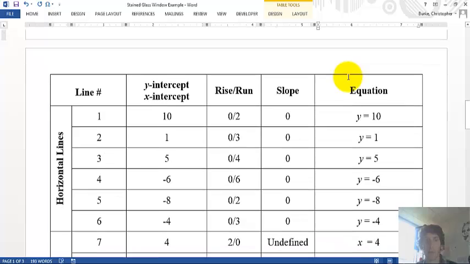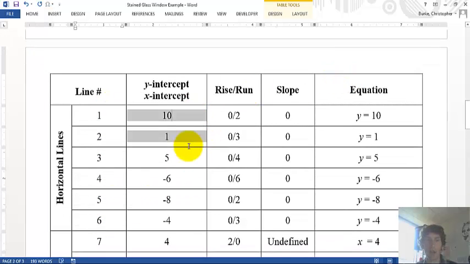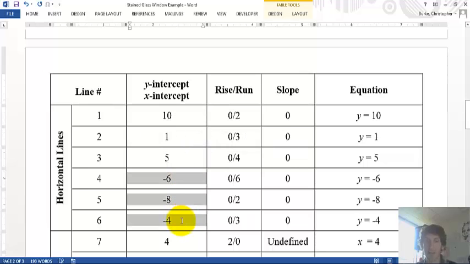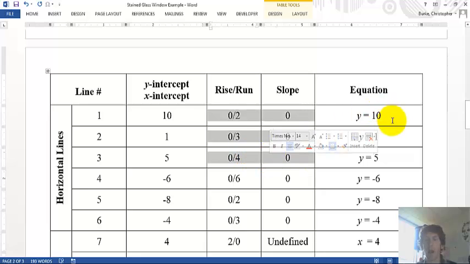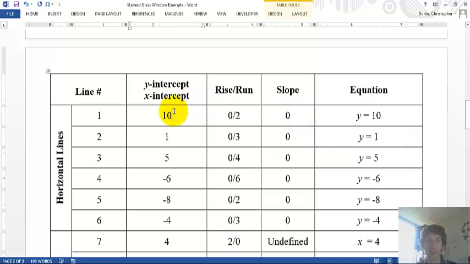So for my example, I have 6 horizontal lines. Notice I need at least some positive, some negative intercepts. I need a rise and run that matches my slope. I need equations as well, equations that match the slope and the y-intercept.